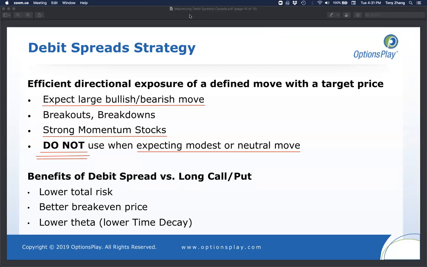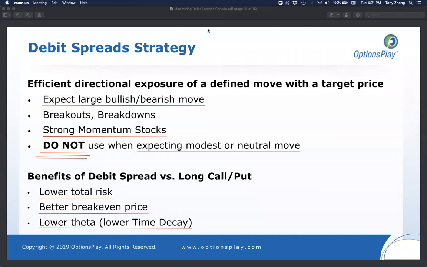So the benefit of this strategy is the fact that you're able to take the same directional exposure but have lower total risk. You have a better break-even price. And lastly, for those of you that are familiar with time decay, whenever you're buying a call or a put option, you have time decay that's working against you. So to offset some of that time decay, when you're short that other leg, that time decay gets offset against each other. Not completely, but it offsets some of that time decay, which means that you have a little bit more time for your trade to work out than if you simply bought a call or a put.